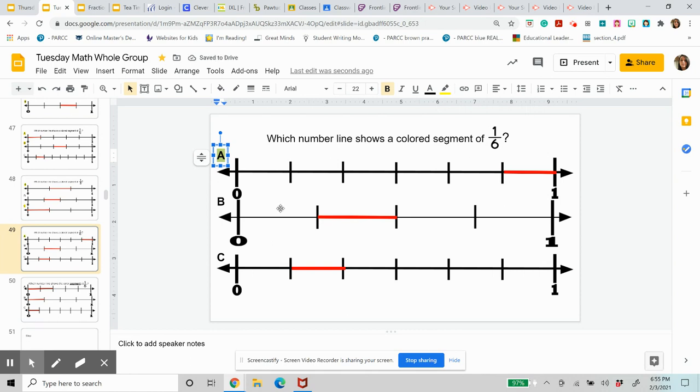How about B? 1, 2, 3, 4. Nope. How about C? 1, 2, 3, 4, 5, 6. 1 piece colored in? Yes. So this one was A and C.